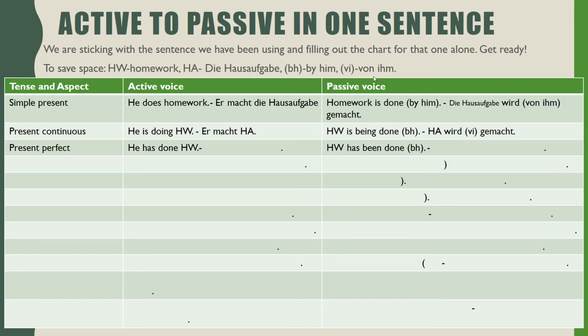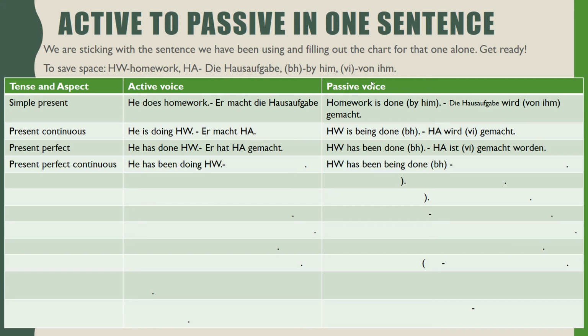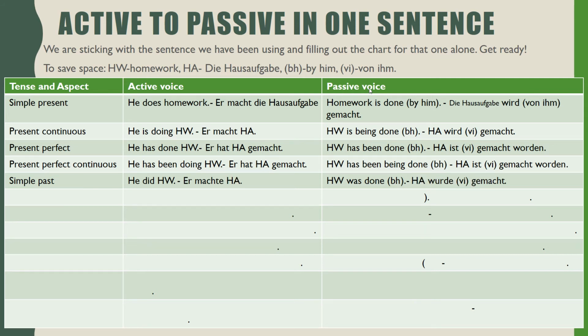For present perfect, he has done homework. Homework has been done by him. Hat die Hausaufgabe gemacht. Die Hausaufgabe ist von ihm gemacht worden. For present perfect continuous, he has been doing homework. Homework has been being done by him. Hat die Hausaufgabe gemacht. Die Hausaufgabe ist von ihm gemacht worden. Simple past, he did homework. Homework was done by him. Machte die Hausaufgabe. Die Hausaufgabe wurde von ihm gemacht.